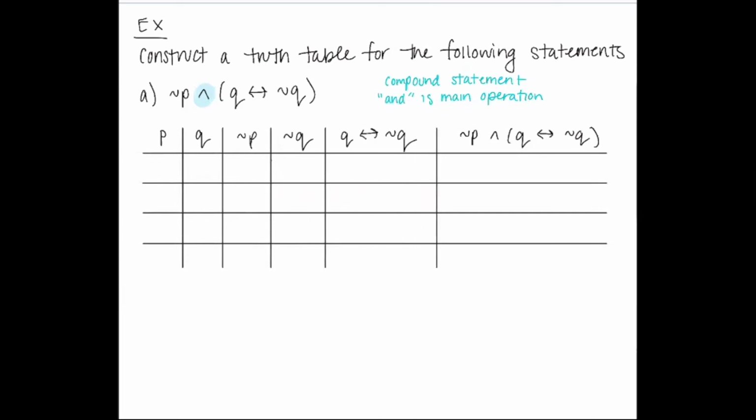Okay. So let's start by filling in our starting truth values. Then we go to not P. So this is going to flip all of P's values. Not Q does the same. Let's go ahead and label these. I flip those values. I go ahead, flip Q's values.